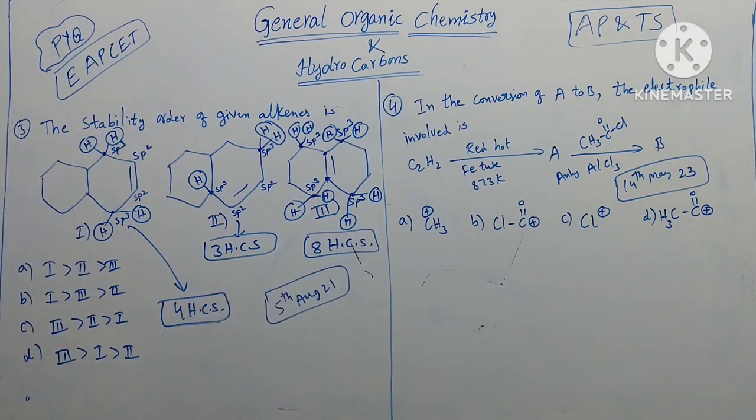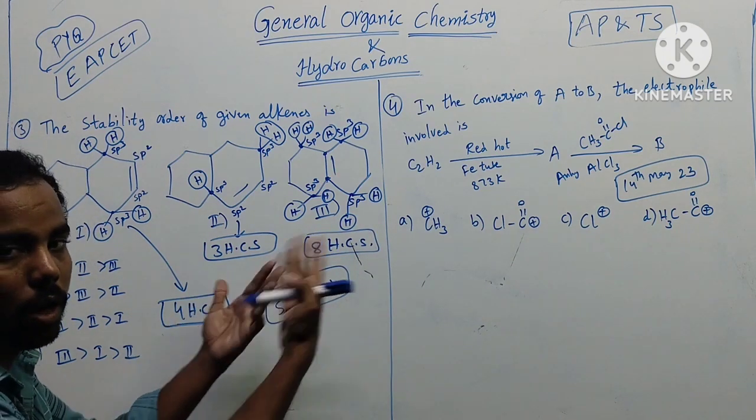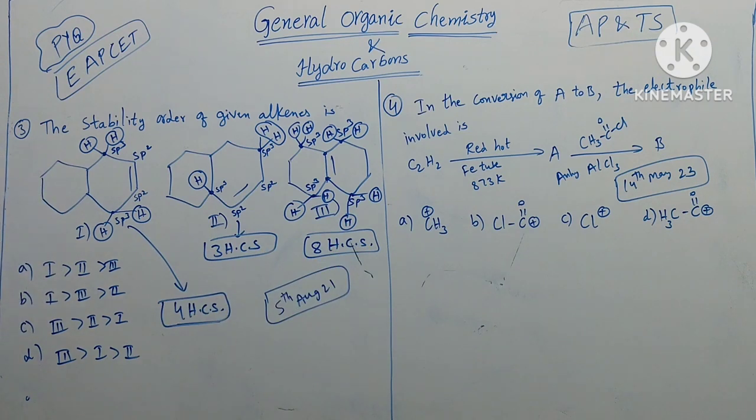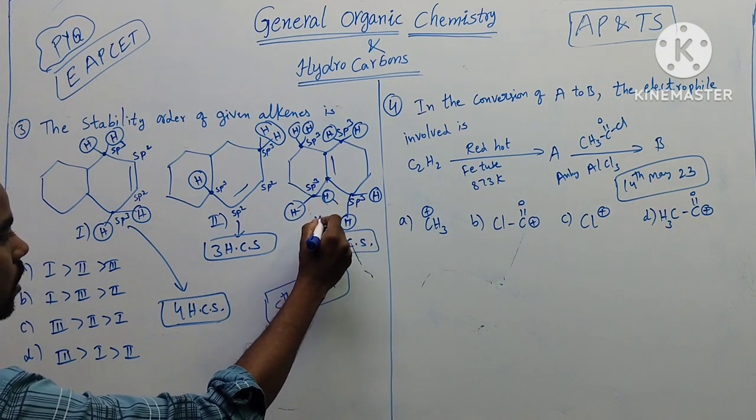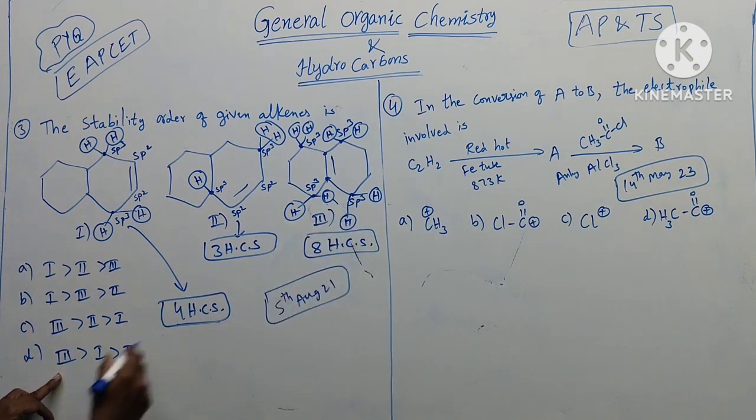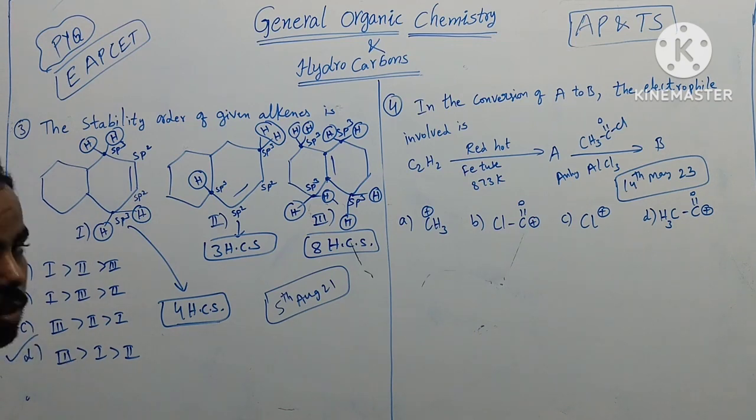So which one is highly stable? The one which gives more hyperconjugated structures is more stable. So the third one is highly stable. So 3 is greater than 1 is greater than 2. So option D, 3 is greater than 1 is greater than 2.